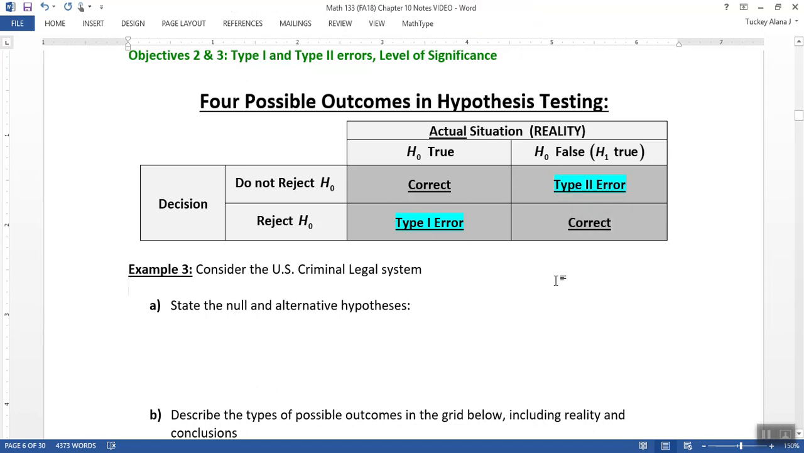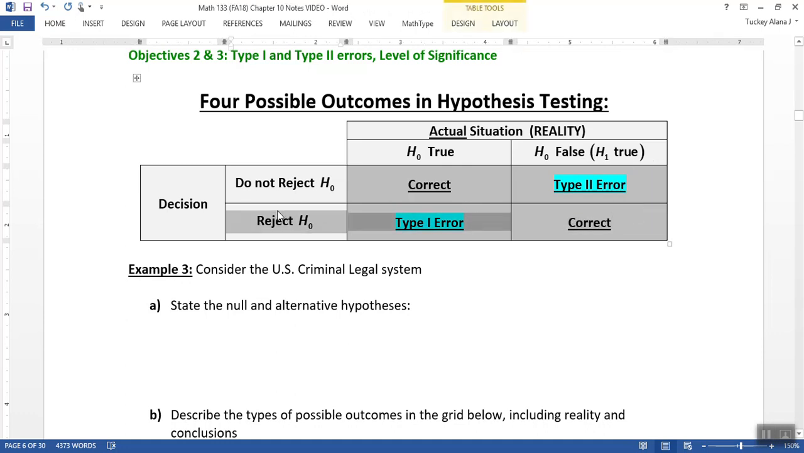So think about what this means. Every time we run a hypothesis test, this huge process all through chapters 10, 11, and beyond if we go beyond, there are always 4 possible things that could be going on. If we reject the null hypothesis, we could be making a correct decision, or we could be making a type 1 error. If we do not reject the null hypothesis, we could be making a correct decision, or we could be making a type 2 error.